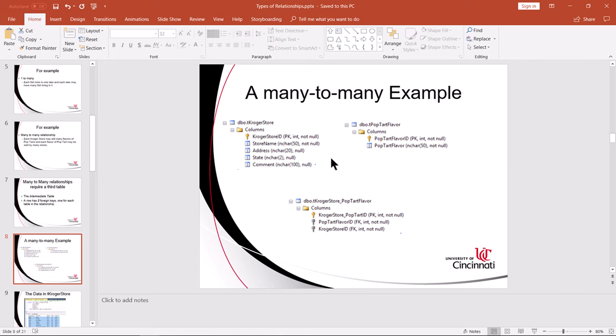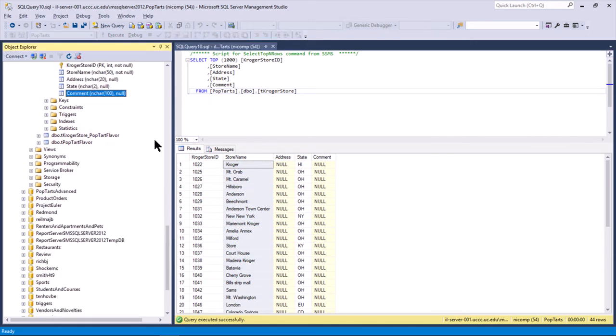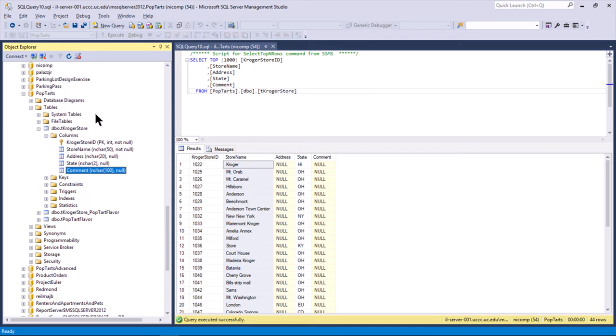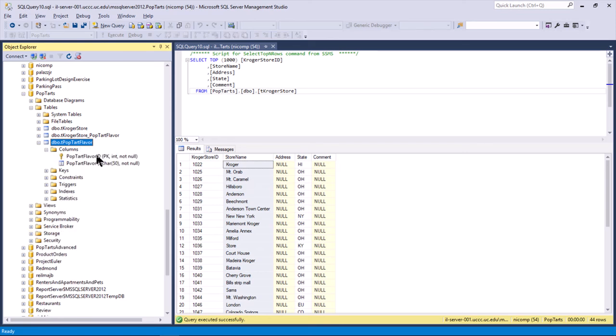That's the store table. We can look at the Pop-Tart flavor table. Remember, the store entities are stored in the store table. The Pop-Tart flavor entities are stored in the Pop-Tart flavor table. We can open the Pop-Tart flavor table, look at the columns, and we see that it's even shorter. It's an even smaller table. It has a primary key, which is our integer auto number field. It has the Pop-Tart flavor, which must be the natural key because it's the only other column.